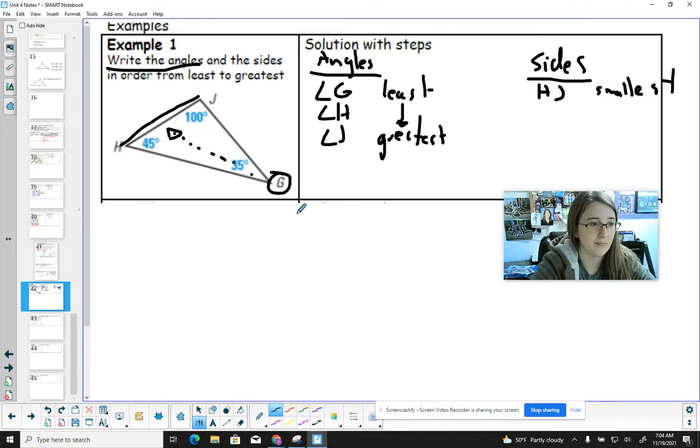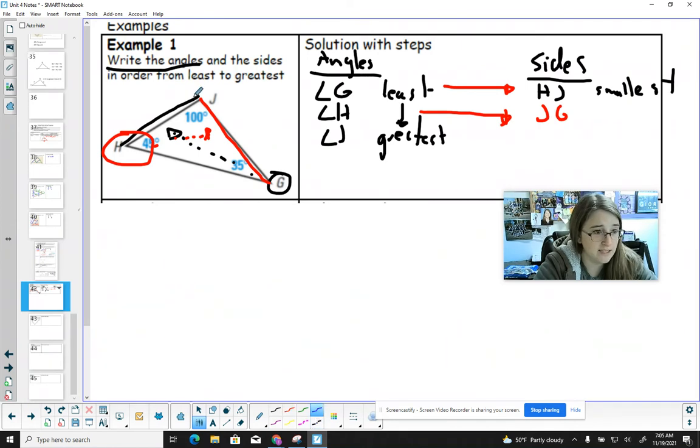So then our next side, which needs to be bigger than HJ but still not the biggest, needs to be across from angle H. So find angle H here. What is the name of the side across angle H? I walk through my triangle. That is JG or GJ. We know it doesn't matter, right? So we only have one more side left, but again, we can see angle J is the biggest angle. Across from that is the biggest side, GH.